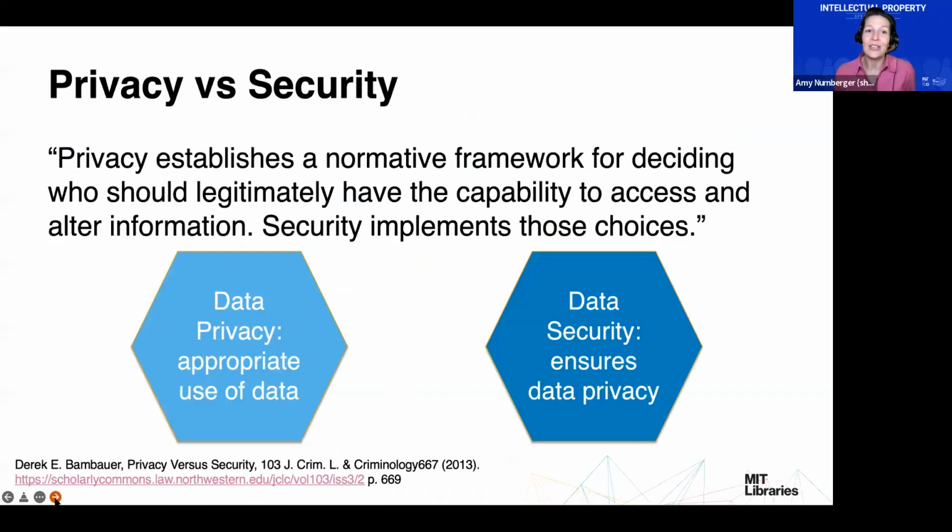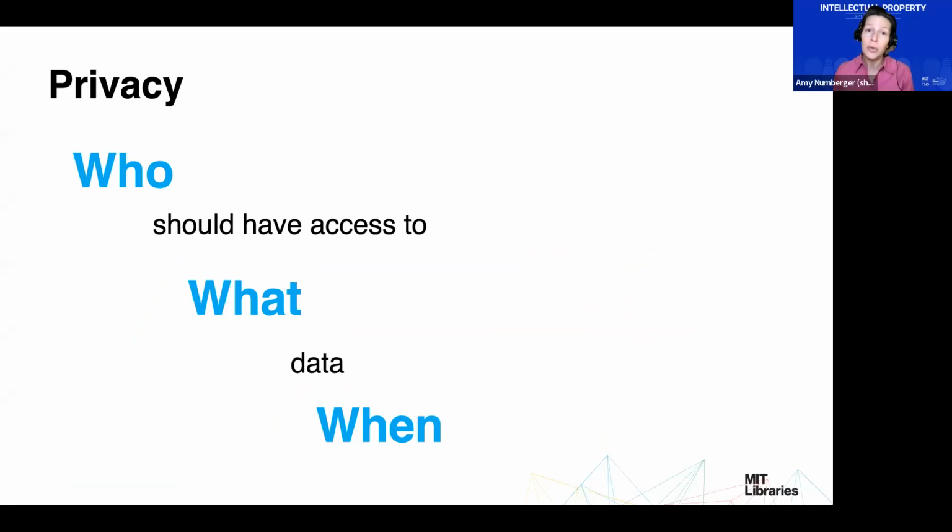We're going to move now into thinking about privacy and participation in research data. And oftentimes we talk about privacy and we talk about security. And what I've often found to be a useful distinction between these two is that privacy establishes the framework about who should have access to what information, and security is how you implement those decisions that you've made. So data privacy, we're talking about appropriate use of data. Data security, we're talking about how to ensure that data privacy, how to confirm those choices that we've made about data privacy. So it's really thinking about who should have access to what data when.